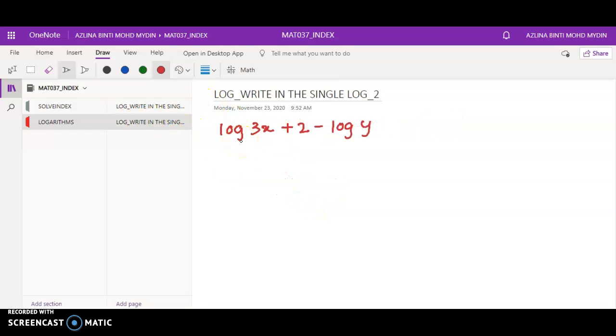Okay, now we have the second equation, whereby log 3x plus 2 minus log y. I also want to write it as a single log. Okay, for your information, 2 is also log 10 over 100.